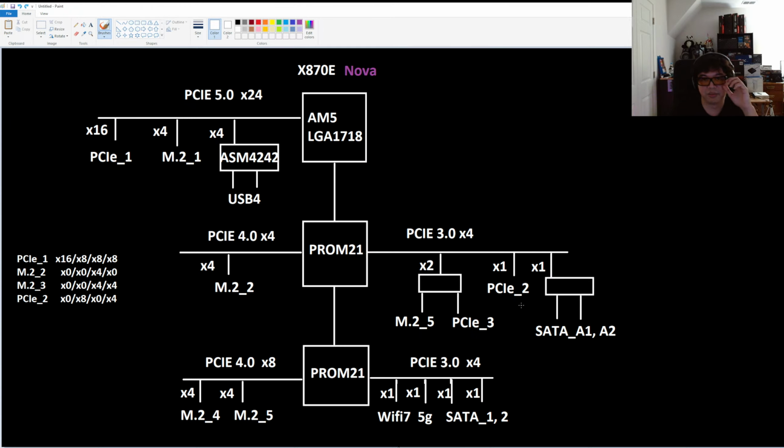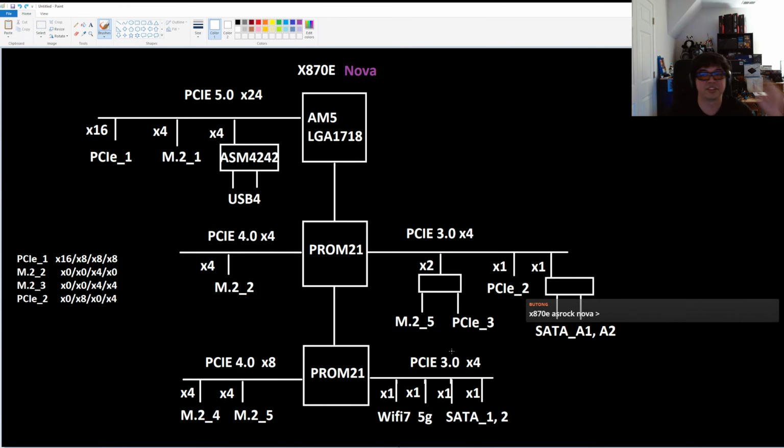Nothing is wasted. Everything is accounted for. 8 lanes available, 8 lanes used. 4 lanes available, 4 lanes used. This is the reason why the Nova is so S tier. Everything is accounted for, and everything is useful. And guess what? GPU's always 16 lanes. Always 16 lanes on the Nova. This is why this is S+.